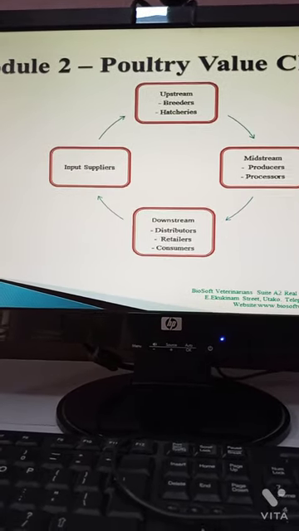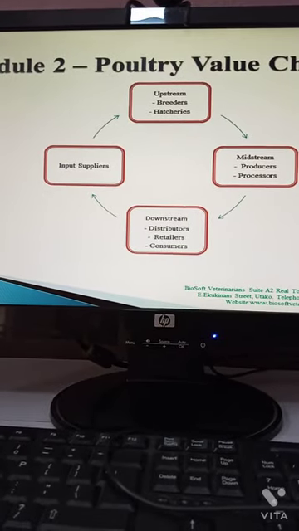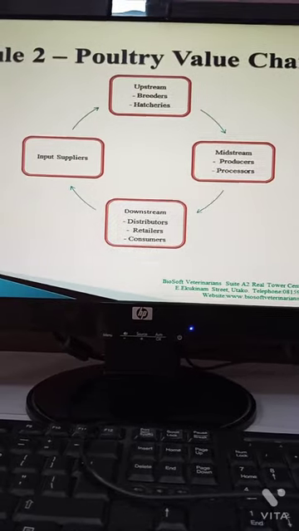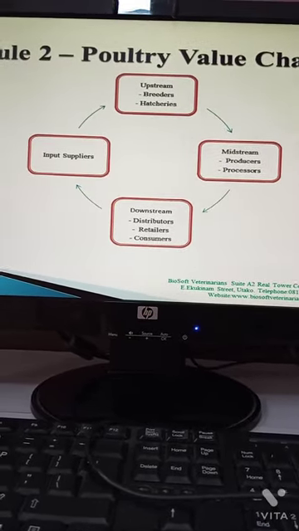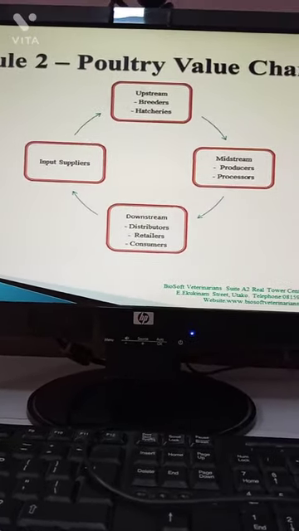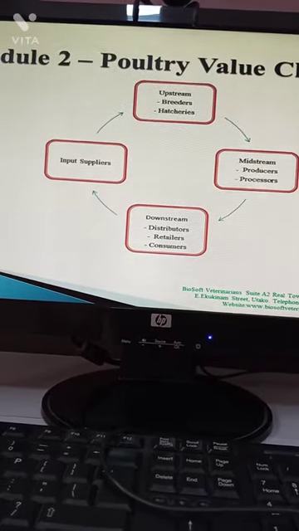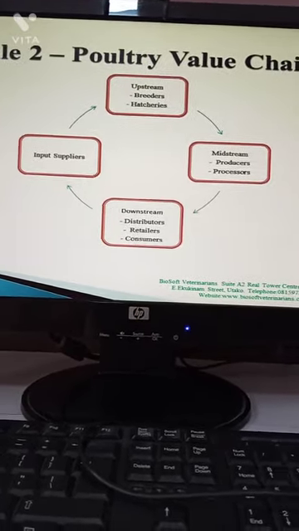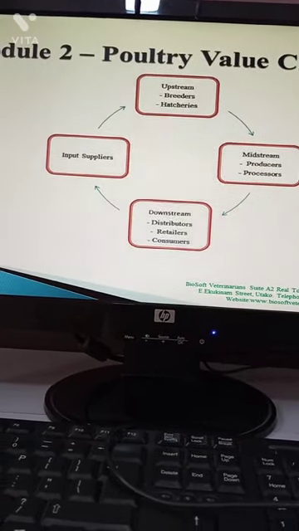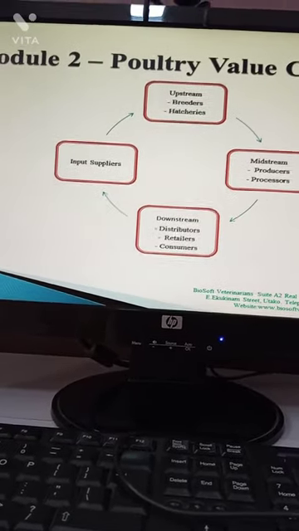and the consumers, and then the input suppliers, where you have the veterinarians, you have the feed millers, and feed distributors, the agro-vet dealers, you have the drug and vaccine manufacturers and distributors, and you have equipment suppliers also as input suppliers. So the input suppliers and services, the upstream, the midstream, and the downstream.